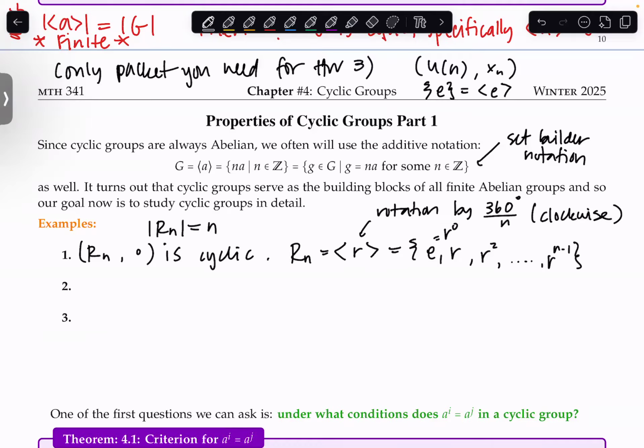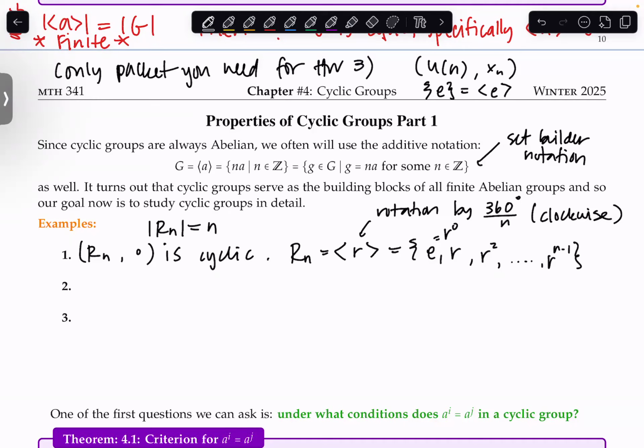Really, every single element here I can write as r being multiplied by itself some integer amount of times. Okay, any other groups that are similar to R_n? Not exactly the same, but work similarly. I'm thinking of the dihedral groups. So that one is not going to be cyclic. If I use one of my rotations, I only get rotations back. If I use one of my flips, I only get 2 elements back, the identity and the flip itself. So there's no way for me to use one single element to get back all of my dihedral group.